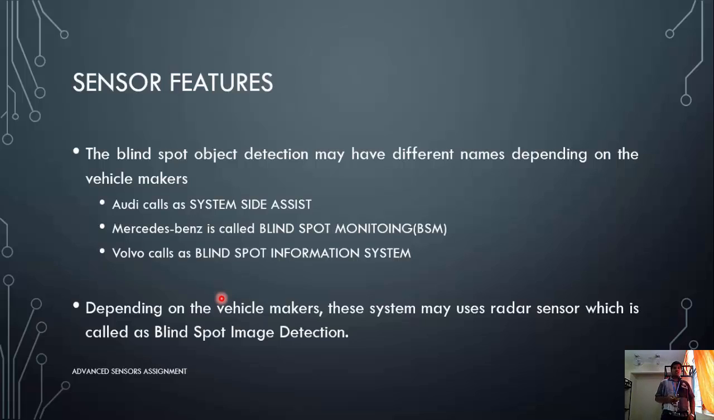What is the blind spot sensor? Features of blind spot monitoring sensor. The blind spot object detection may have different names depending on the vehicle makers. These are already in application and used in some automotive companies. Audi calls it side assist, Mercedes-Benz calls it blind spot monitoring, and Volvo calls it blind spot information system. Depending on the vehicle makers, these systems may use radar sensors, or cameras.